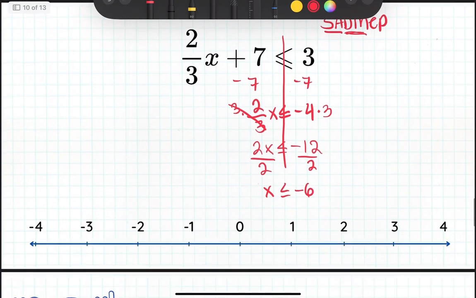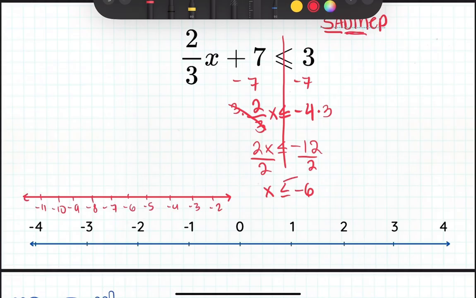So negative 6 isn't on my number line, so I'm just going to create a new one right here with negative 6. And since this is less than or equal to, I'm going to have a closed circle. So I'm going to place a closed circle over negative 6. And since it has to be less than, I'm going to face it to the left because that is where the numbers are less than negative 6.